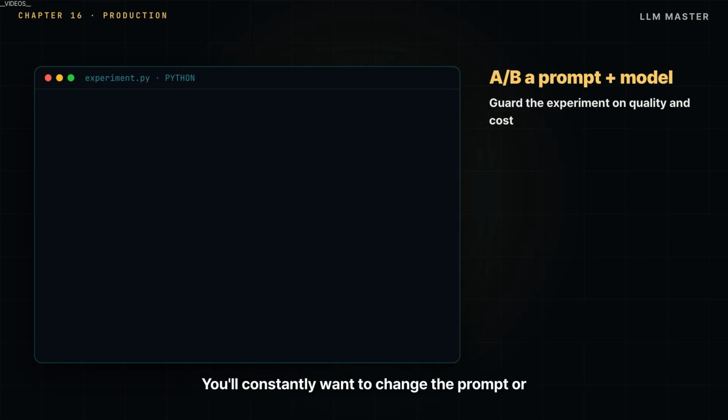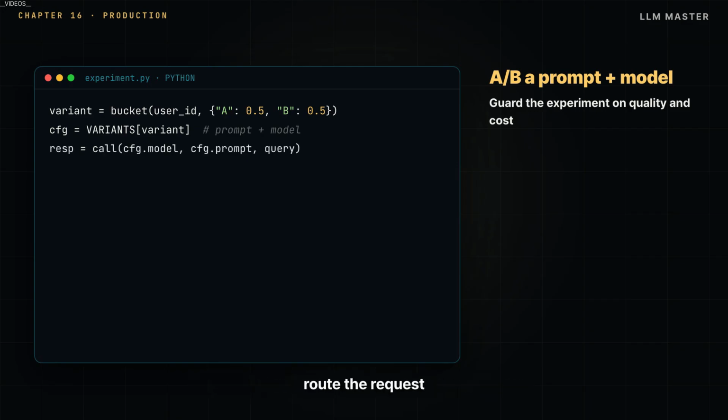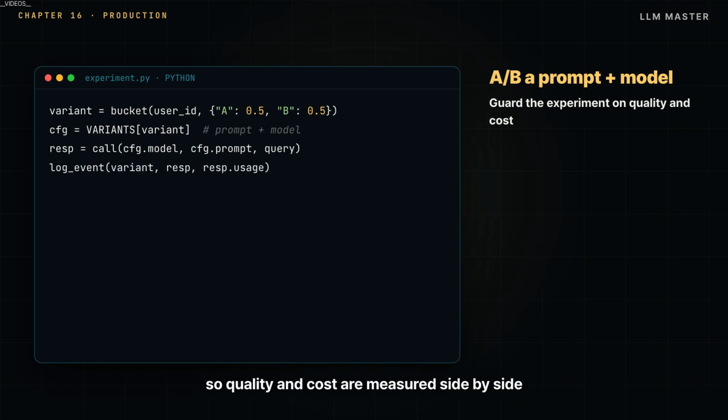You'll constantly want to change the prompt or swap the model, and it felt better is not a deployment strategy. A/B test it. Bucket each user deterministically. Same user, same variant. So results are stable and clean. Each variant is just a prompt plus a model. You route the request, then log the variant with the outcome and its token usage, so quality and cost are measured side by side. The part people skip is the guardrail.